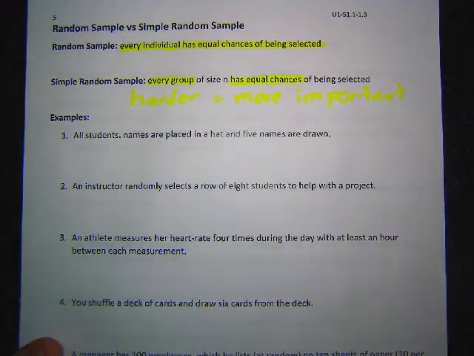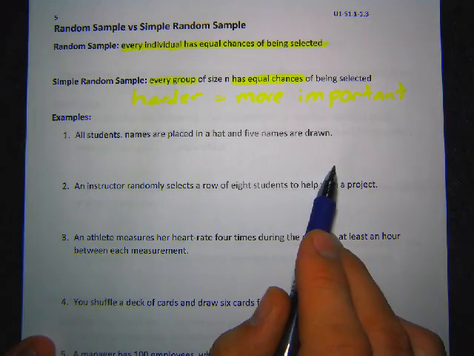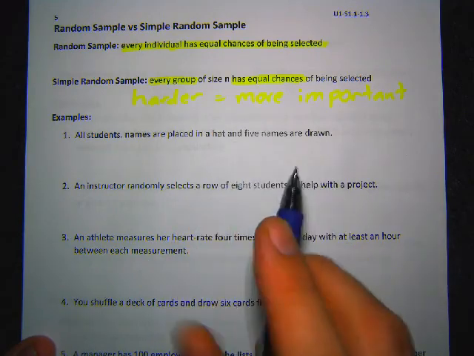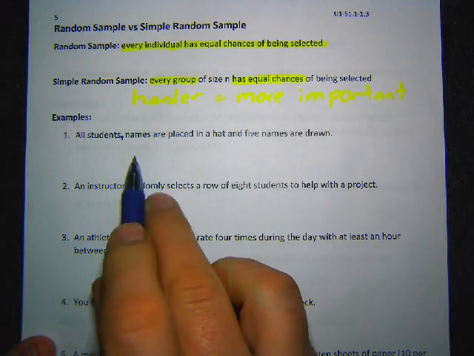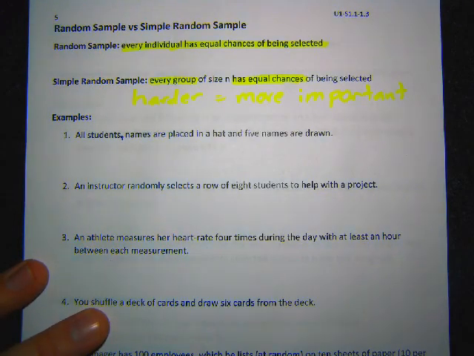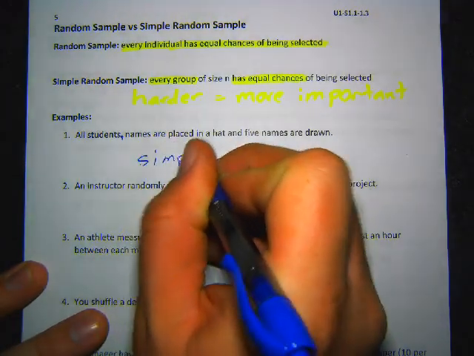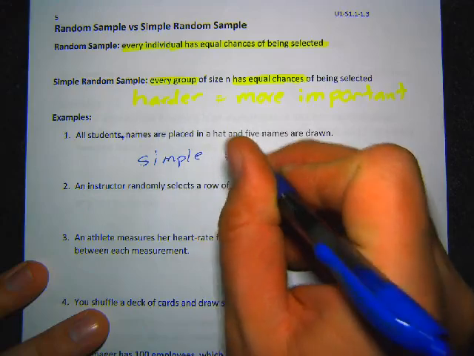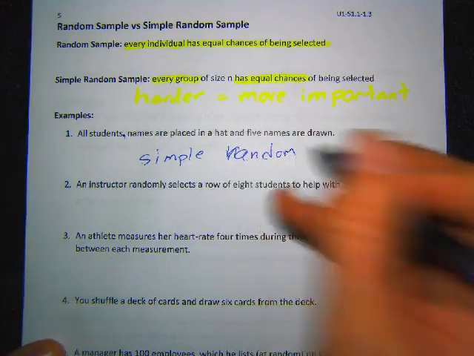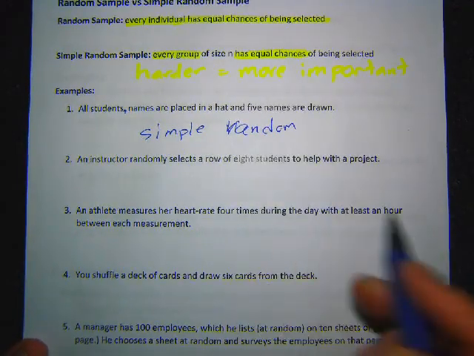Okay, so let's look at examples to see if we can determine which one's which. So say all students' names are placed in a hat and 5 names are drawn. Okay. So all students are put in a hat, 5 names are drawn. Well, every group of 5 students has an equal chance of being picked, right? Because when you pick your 5 names out of a hat, who knows which ones are going to be picked? They all have equal chances. So this is definitely simple random. Every group of 5 students has equal chances.